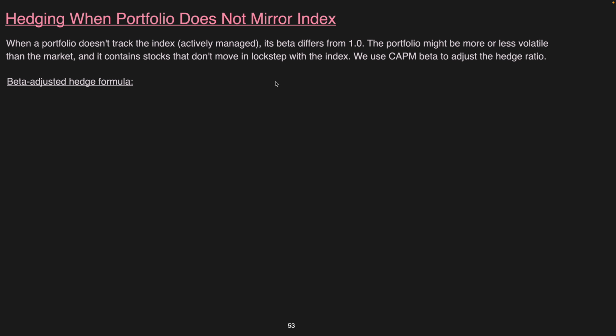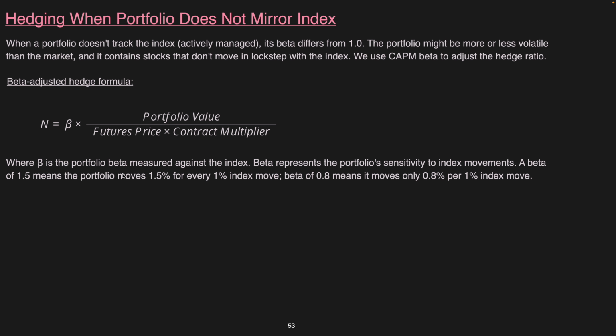Now beta is adjusted and used in the hedge formula instead of the original minimum variance hedge ratio. So the number of contracts to be shorted in order to hedge your portfolio is beta into portfolio value divided by futures price into the contract multiplier. Now the beta is the portfolio beta measured against the index. Beta generally represents the portfolio sensitivity to index movements. A beta of 1.5 means the portfolio moves 1.5% for every 1% move in the index, whether up or down. And a beta of 0.8 means it moves only 0.8% for every 1% move in the index.